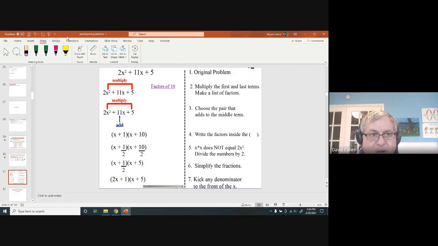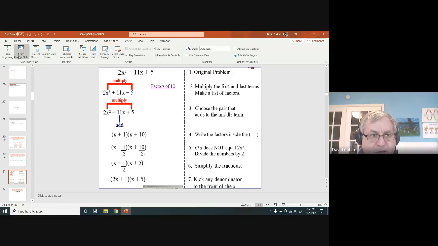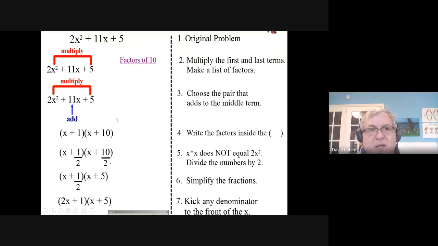All right, so I'm hoping that this shows a little bit of animation. It doesn't. Our original problem is 2x squared plus 11x plus 5. We're going to look for factors of 10 because we're multiplying the a and the c. Potential factors of 10 are 1, 2, 5, and 10. And we see that we can use x plus 1 and x plus 10. 1 times 10 is 10. That's what we're looking for at first.